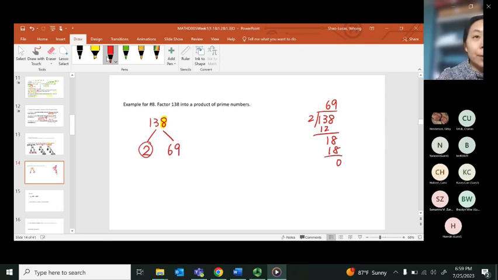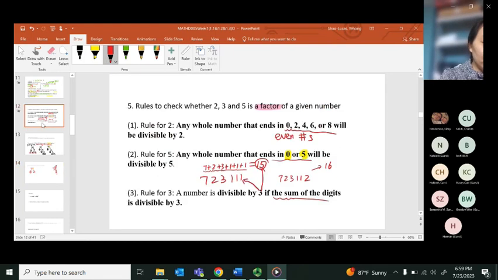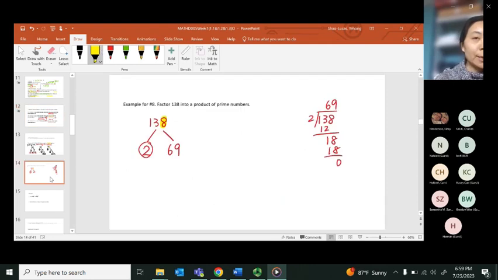Now 2 is prime, so leave it. But 69, can we break it down further? Is that a prime or not? We don't know, right? So we're going to use the rules. First of all, I'm going to check 2. Does 2 go into 69? No, because the rule says it has to be even, but this one ends in a 9. It's odd, so you can't. It's not a 0, 2, 4, 6, 8. So it doesn't go in.